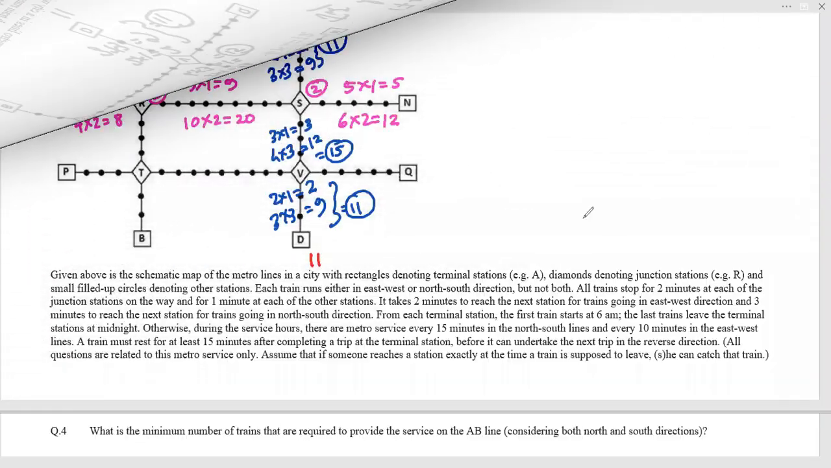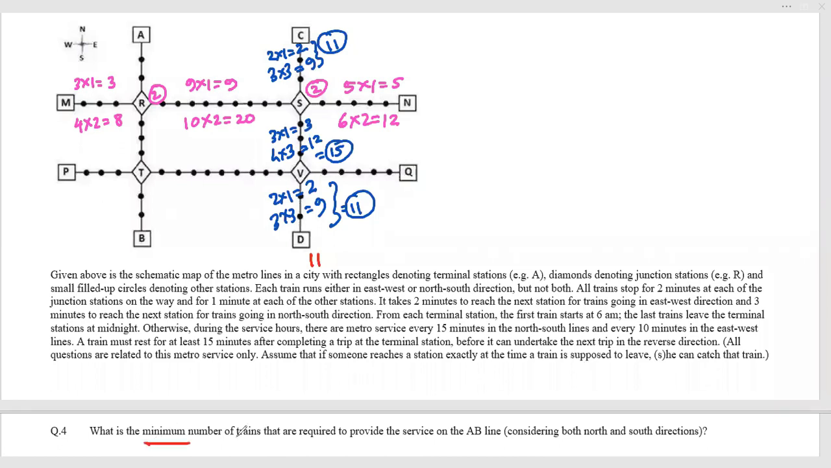Now we will solve question number 4. What is the minimum number of trains that are required to provide the service on the EB line, in both north and south directions? So basically the EB line, from here to here. In this line, what is the minimum number of trains required? That I need to find.